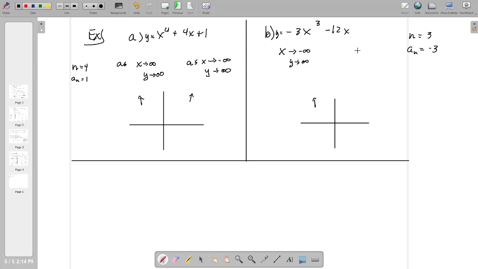And then as x goes to positive infinity, what's happening to y? Well, if x is going to positive infinity, plugging in a large positive number here, say 1,000,000, then we would have 1,000,000 cubed. That's a positive number, but then we're multiplying by the negative 3, which gives us a negative number. So we have an end behavior of negative infinity here, just like this.